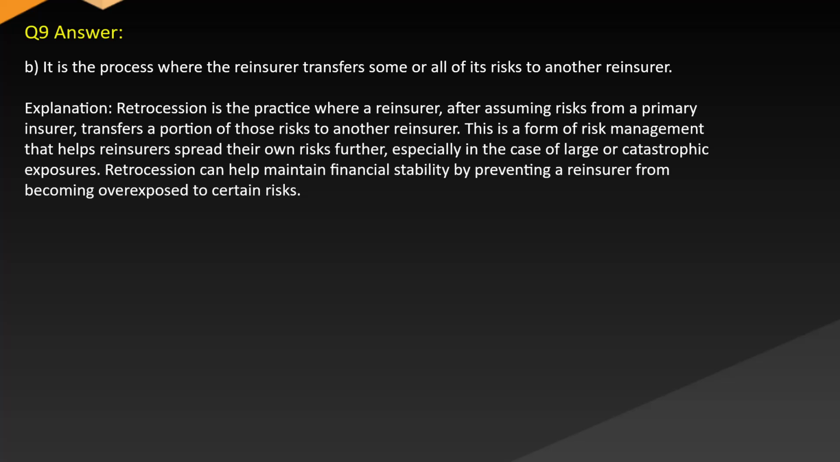Answer. B. It is the process where the reinsurer transfers some or all of its risks to another reinsurer. Explanation. Retrocession is the practice where a reinsurer, after assuming risks from a primary insurer, transfers a portion of those risks to another reinsurer. This is a form of risk management that helps reinsurers spread their own risks further, especially in the case of large or catastrophic exposures. Retrocession can help maintain stability by preventing a reinsurer from becoming overexposed to certain risks.